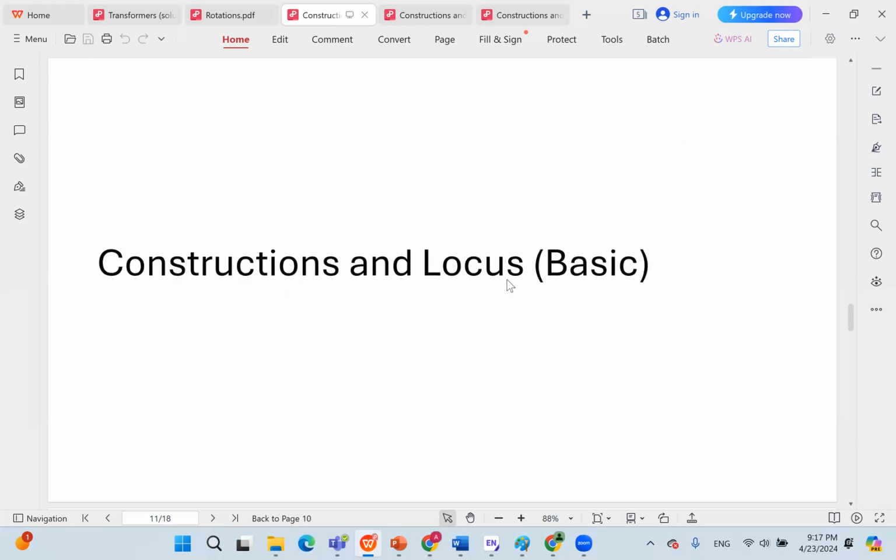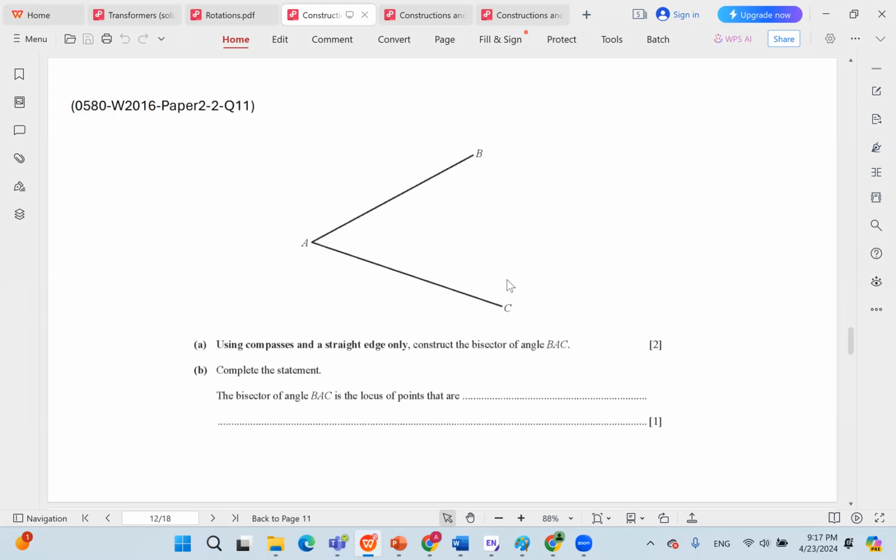Now we move on to questions that combine constructions and loci. Using a compass and a straight edge only, construct the bisector of angle BAC. So far we've been dealing with perpendicular bisectors. Now we're dealing with an angle bisector. So again, the final product should look something like this, such that these two angles are equal to each other.